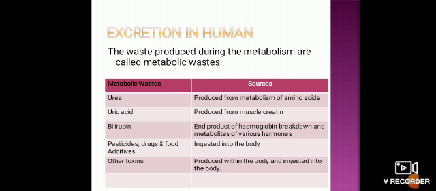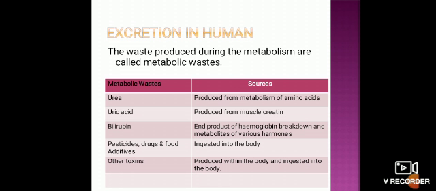the various hormones. When hemoglobin breaks down or red blood cells break down in the body, and different hormones remove metabolic waste, these usually appear as waste in the form of bilirubin. Pesticides, drugs, and food additives are mainly ingested into the body, along with some other toxins that are produced within the body.